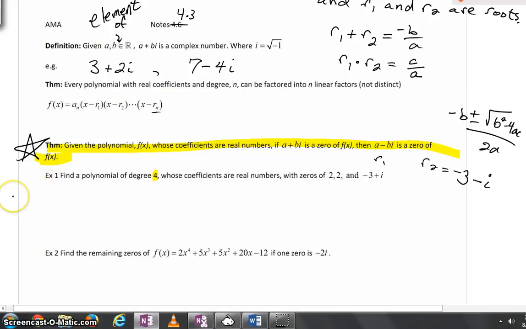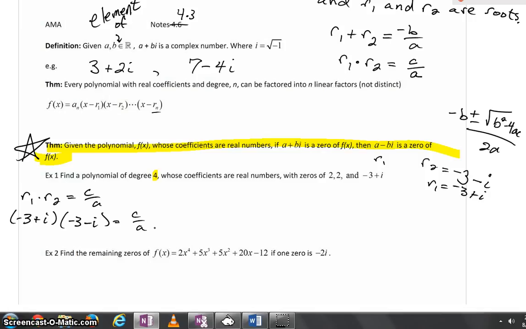Let's take your R1 times R2 and call it C over A. How about our R1 is just negative 3 plus I, and let's multiply these things together. Let's do that. Now, by the way, we've got conjugates at play here, right? Hopefully you remember how to multiply conjugates together. I'm going to write it on the board. Big X plus Y, big X minus Y conjugates. What do they multiply into? X squared minus Y squared.